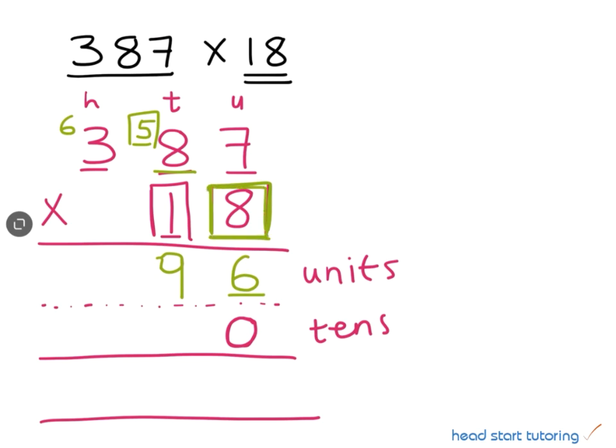Still working with our 8 here, we say 8 times by 3 to get 24, and 24 plus our 6 gives us an answer of 30.